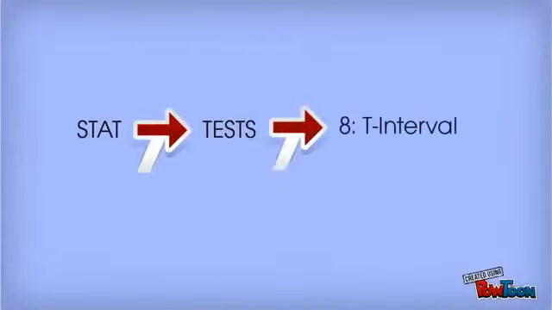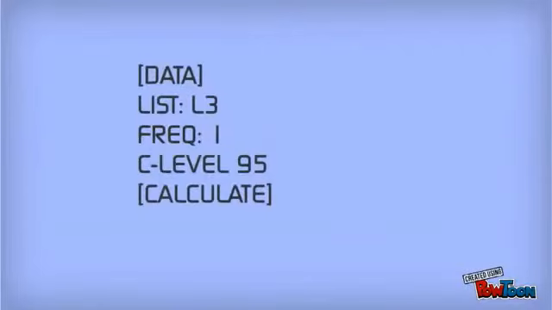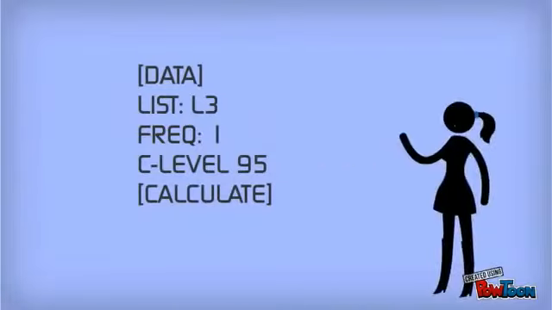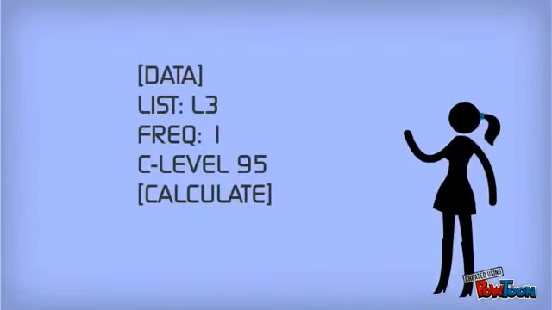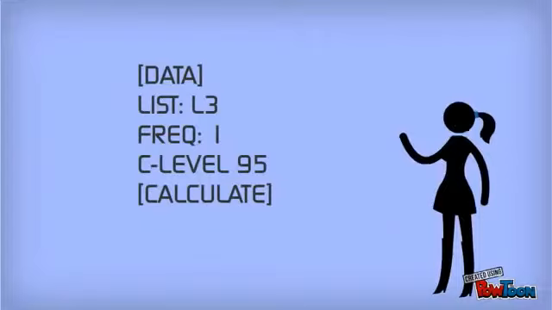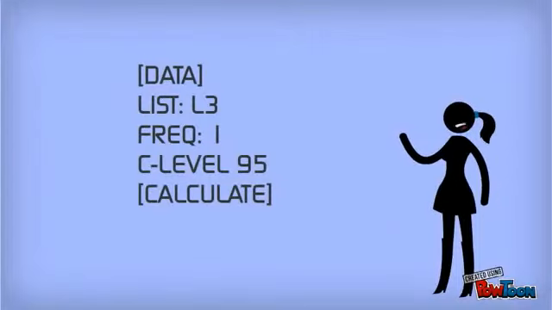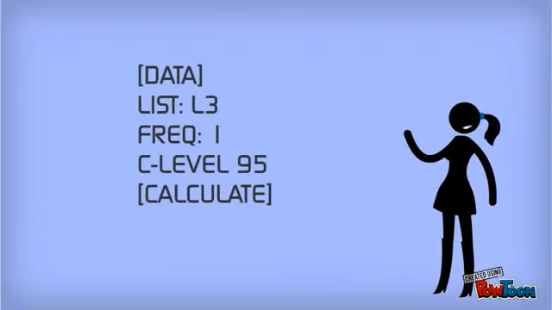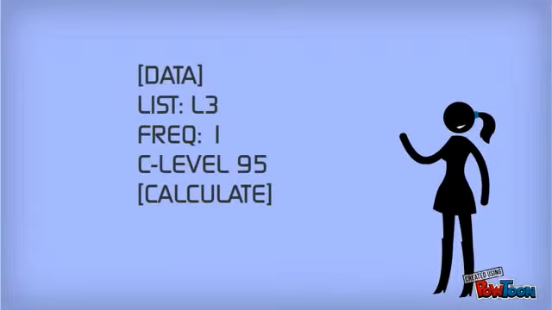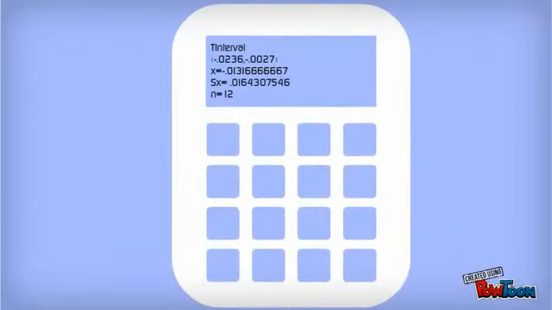After that, we can click Stat, scroll over to Test, down to 8: TInterval, and select. Make sure you have Data selected because we have raw data, which is located in L3, so that's our list. Frequency is always 1, and our confidence level is 1 minus alpha, which equals 95. And these are the results.